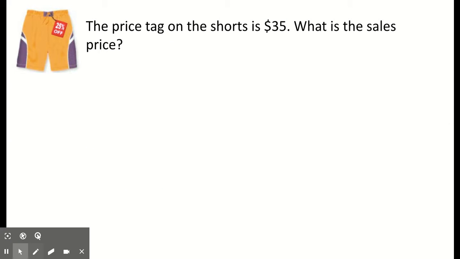All right, so let's take a look at a question that you might see on your Big Ideas assignment. The price tag on the board shorts is $35. What is the sales price? So a couple of things that you should probably take a look at, and you notice that there's a 25% off. The original price tag says that the shorts are $35. And we're going to try to figure out what's the sales price. So how much money is it going to cost to buy these shorts?